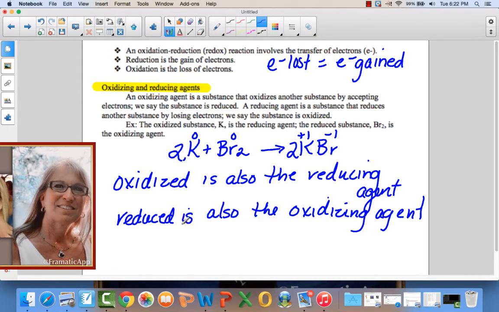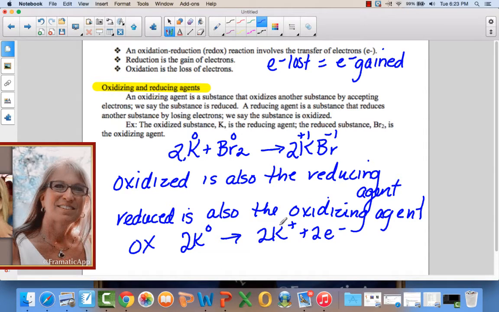So let's look at what's happening. Let's take each one at a time. So I've got 2K, 0, going to 2K+. So 2 times 1 is +2. So I have to add 2 electrons to the right because a +2 and a -2 equals the 0 on the left. This is oxidation.